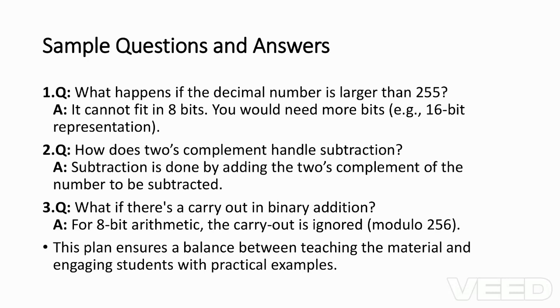How does two's complement handle subtraction? Subtraction is done by adding two's complement numbers, where we add one to the right. Then, what if there is a carry in a binary number? We add it to the next column. So that is what binary is about.